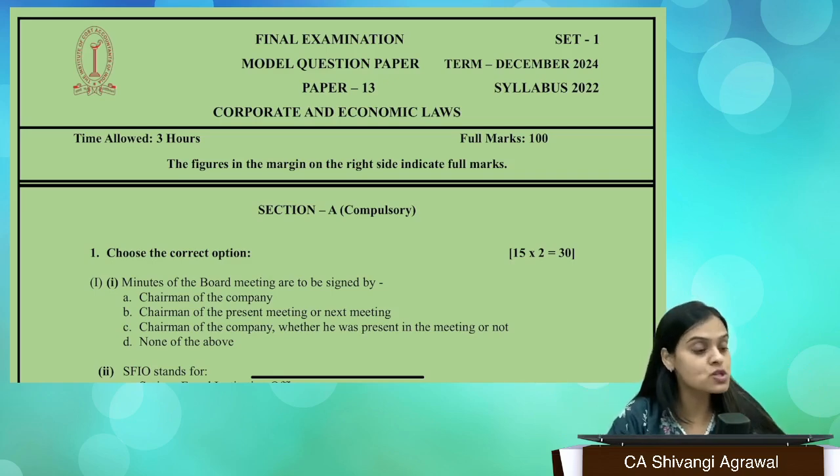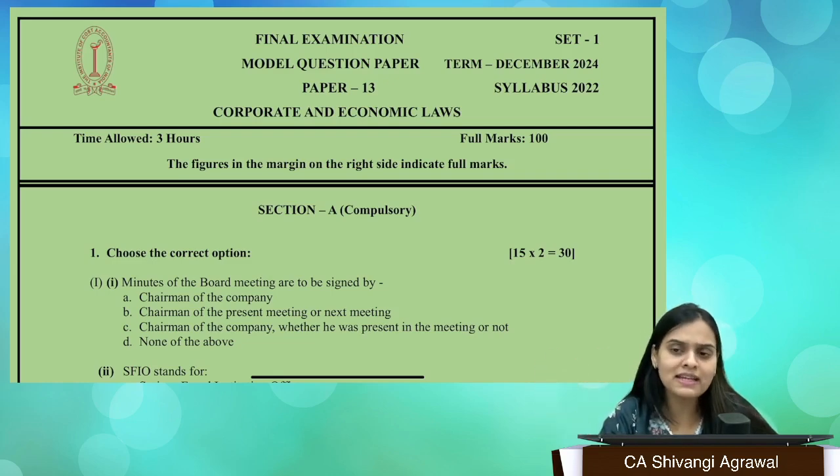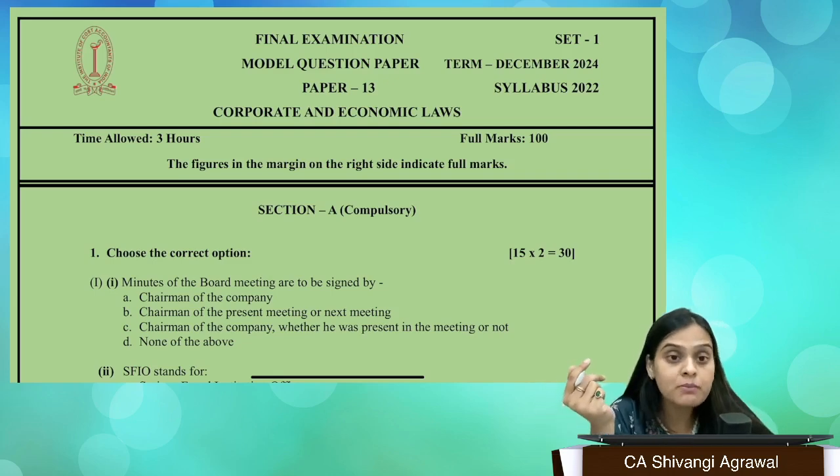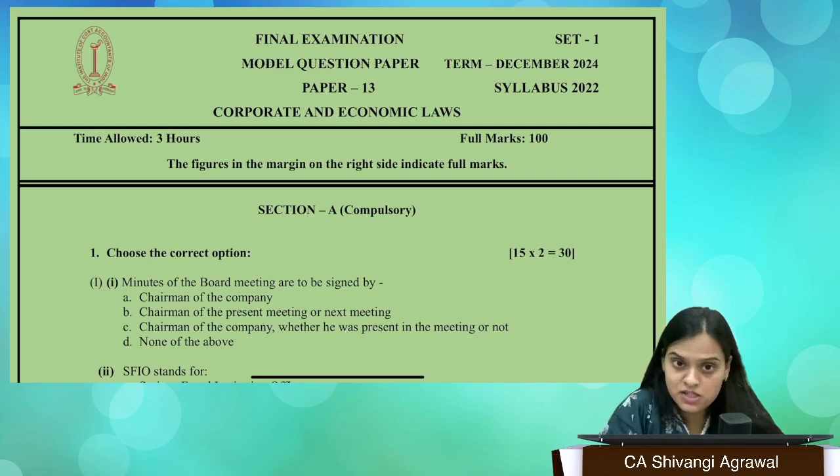So first we'll look at section A, the compulsory section of MCQ. We only have to choose the correct option, yet I will be quickly discussing with you why it is so, right? So minutes of the board meeting are to be signed by, although here we are talking about minutes of board meeting and not minutes of general meeting, but for the minutes we have the same section, Section 118, and we also have the Secretarial Standard, although that is not required.